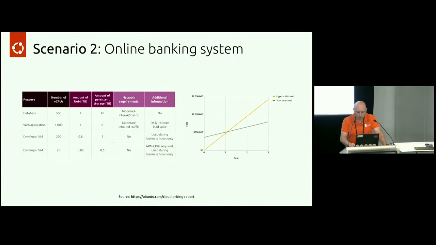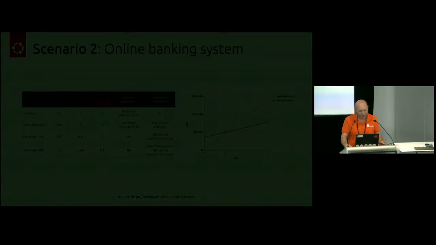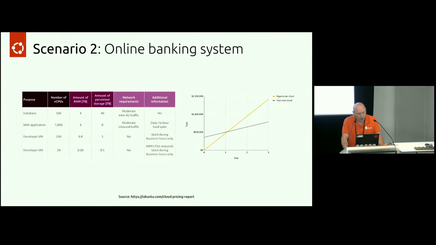That's where it gets a bit more. So here we had, what was the first one? An internal CRM system running on very few VMs or 24 vCPUs. I can't. I have to see you. I need to wear my glasses to read my screen. I need to take them off. So it's going to be an interesting exercise.